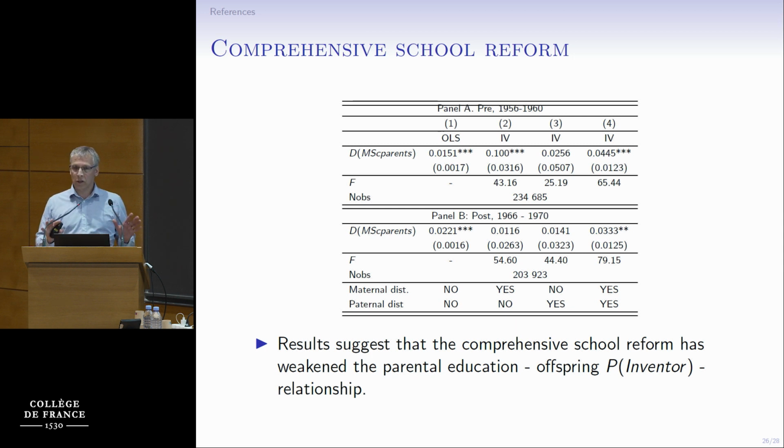Let me just stress that we don't think this is the definitive answer of which type of school system is better at enabling kids from not so educated backgrounds, from not choosing their parents wisely, to become inventors. But it is suggestive that introducing the comprehensive school decreased the causal impact of parental education on the offspring becoming an inventor. So, making Finland more egalitarian or less unequal, whichever way you want to look at it.